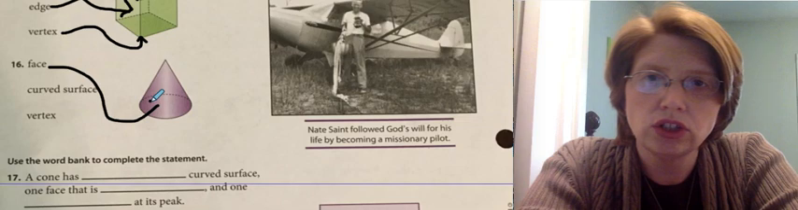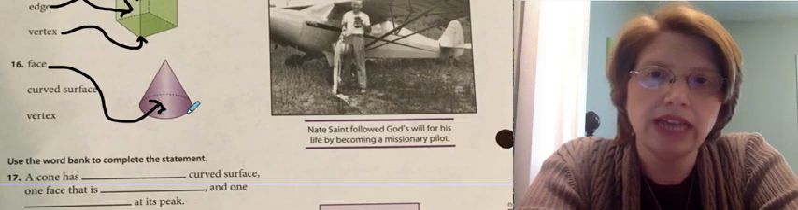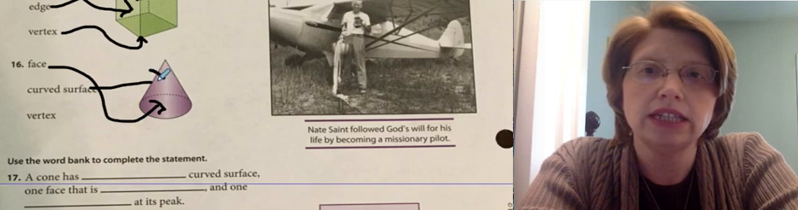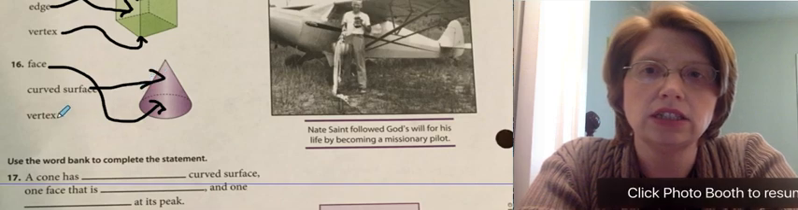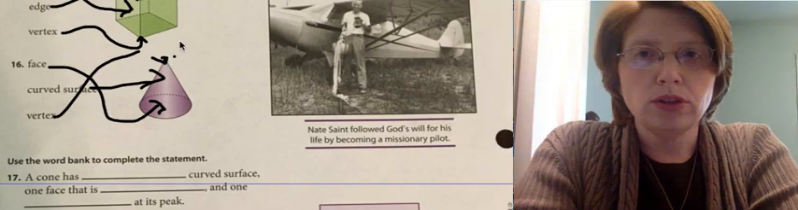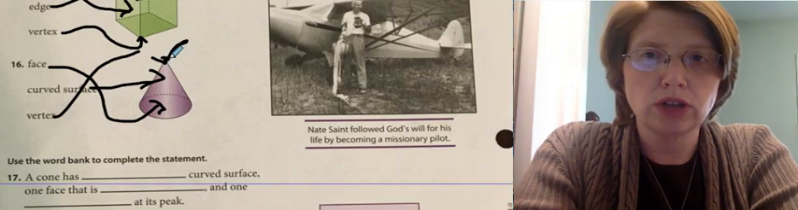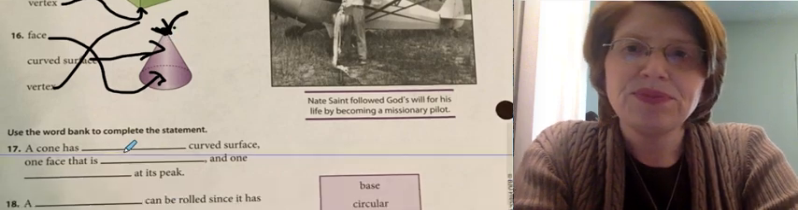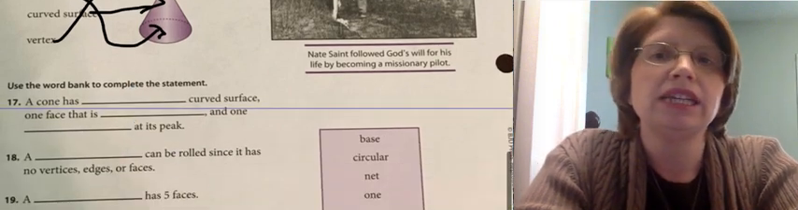Now let's do the same thing for here. Face is this circular part down here, right? That's the face. The curved surface is the cone part. And the vertex is the tippy top right here. Okay? The part of the birthday hat where your little streamers come out. That's the vertex.